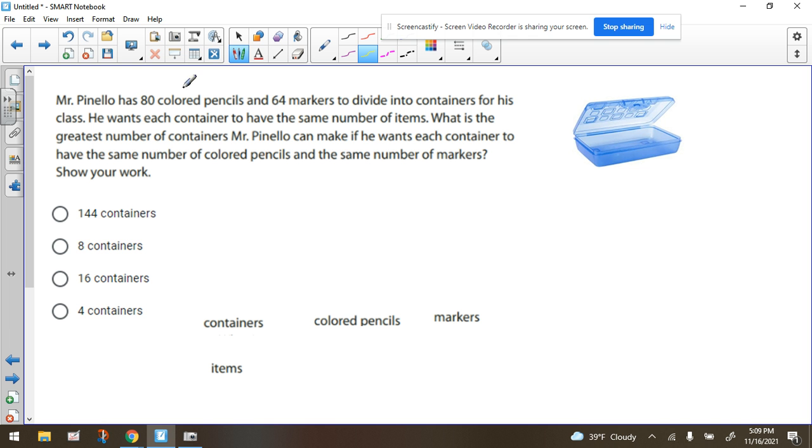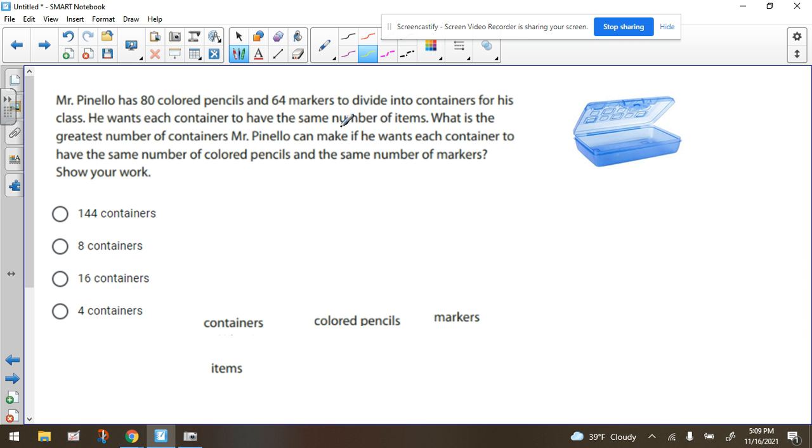Mr. Pinello has 80 colored pencils and 64 markers to divide into containers for his class. He wants each container to have the same number of items. What is the greatest number of containers Mr. Pinello can make if he wants each container to have the same number of colored pencils and the same number of markers? Show your work. So you're going to put that on your piece of paper.